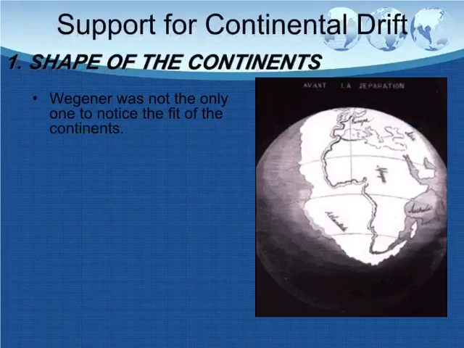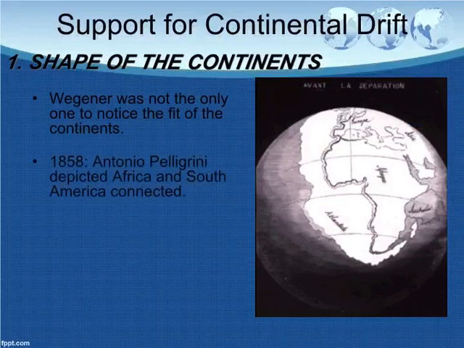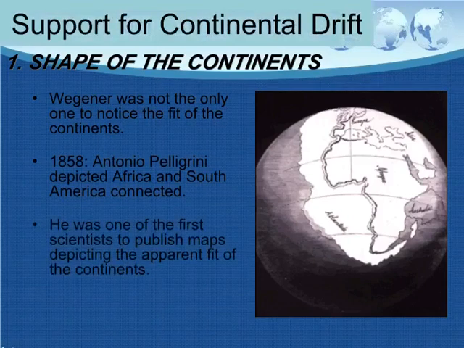Wegener was not the only one to notice the fit of the continents. In 1858, Antonio Pellegrini depicted Africa and South America connected. He was one of the first scientists to publish maps depicting the apparent fit of the continents.